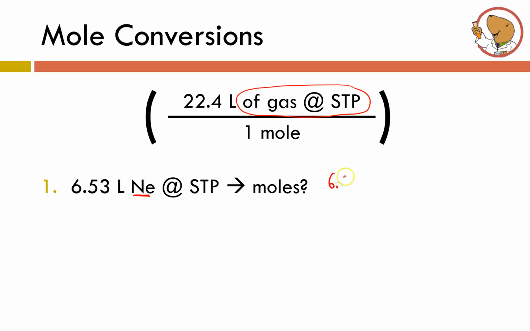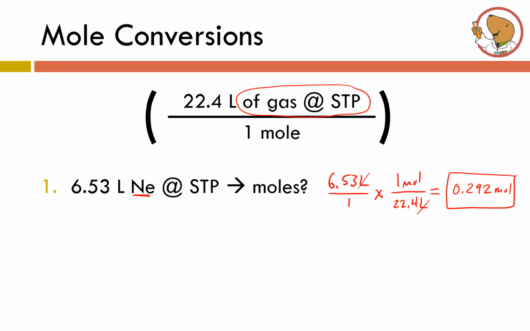So I can write 6.53 liters, and I'll put it over 1 to help keep things organized. I know that 22.4 liters of gas equals 1 mole. I want liters to cancel out, so I'll put that in the denominator, and I'll put 1 mole up in the numerator. Liters cancel. I'm left with an answer in moles. And when I go through and perform the calculation, I end up with 0.292 moles of neon gas.